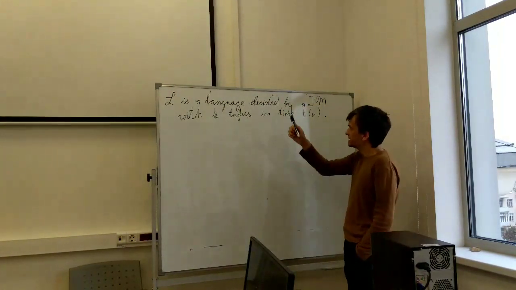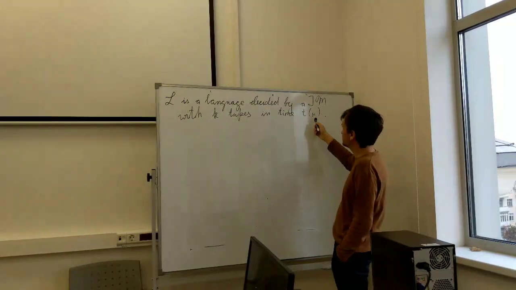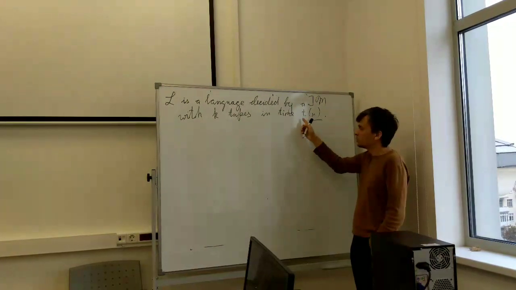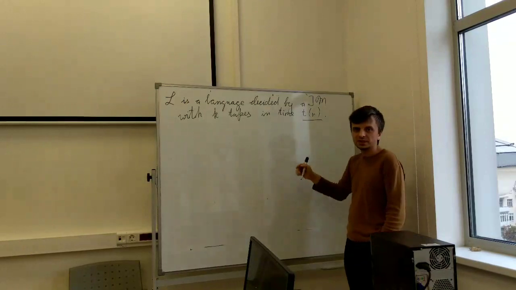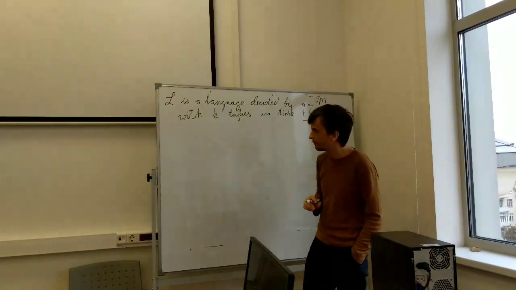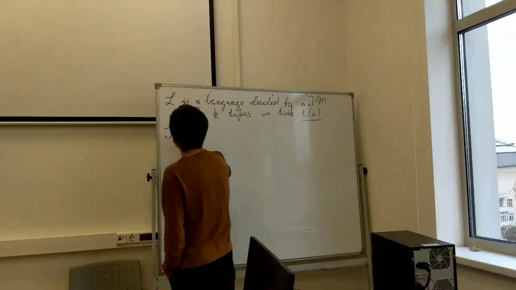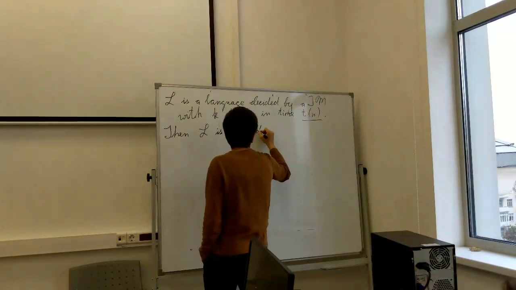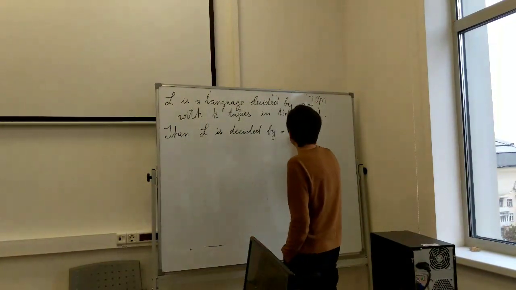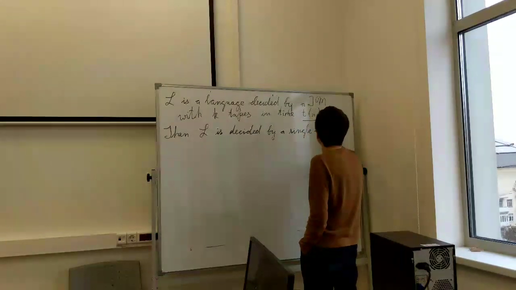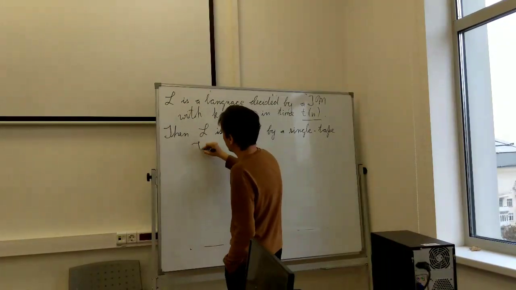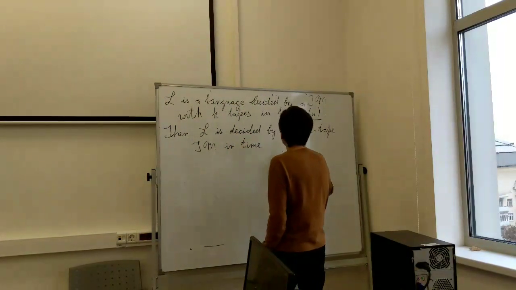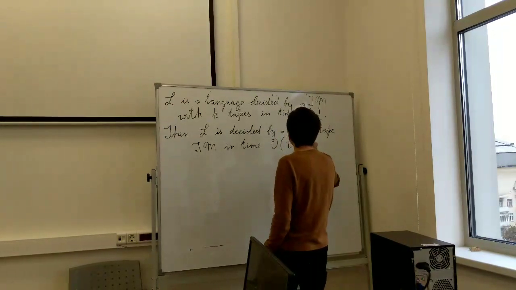Now, suppose that L is a language decided by a Turing machine with k tapes in time t of n. What it means is that when it has input of size n, then it makes at most t of n steps. It can make less than that, but not more. Then L is decided by a single tape Turing machine in time O of t of n squared.